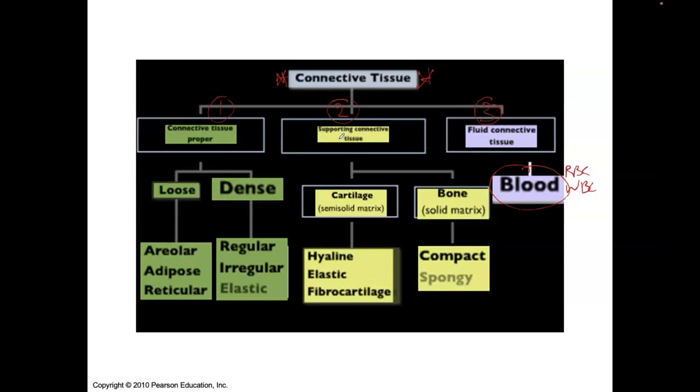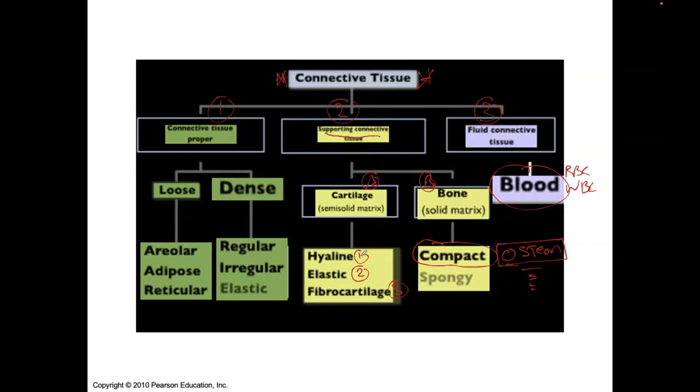When we talk about supporting connective tissue, I think of what's the main support of the human body? I think of the skeletal system. The skeletal system is made up of bone and cartilage. And when we talk about bone, we're going to focus on compact bone. When we talk about compact bone, the main area is referred to as an osteon that we're going to be focusing a lot of time on. When we talk about cartilage, cartilage comes in three different flavors. Cartilage comes in hyaline cartilage, elastic cartilage, and fibrocartilage.